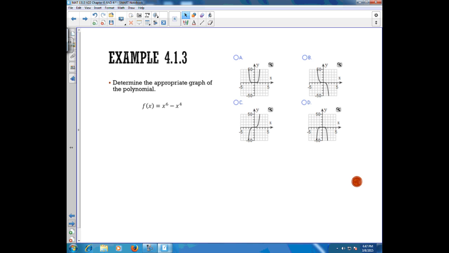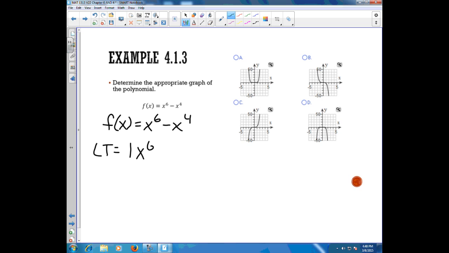So in this case, we want to determine the appropriate graph of the polynomial. We have f of x is equal to x to the 6th minus x to the 4th. Now we know the leading term in this case is the term with the highest power of x. So in this case, it's 1x to the 6th. And so our leading coefficient is 1. The degree is 6, and so it's even.